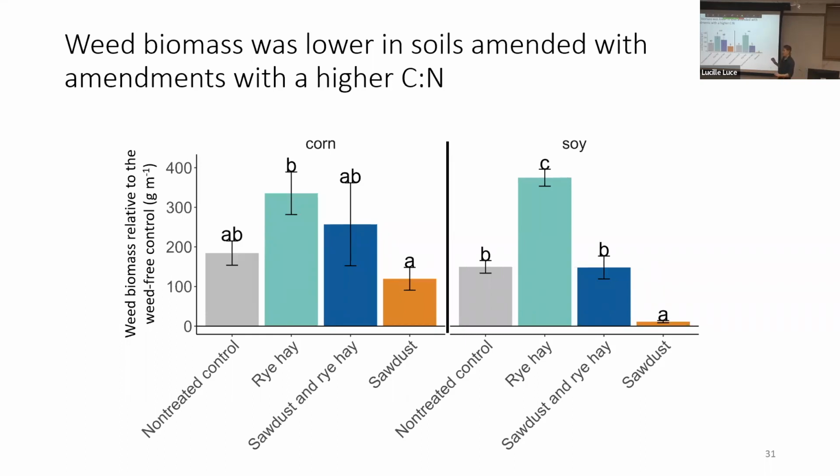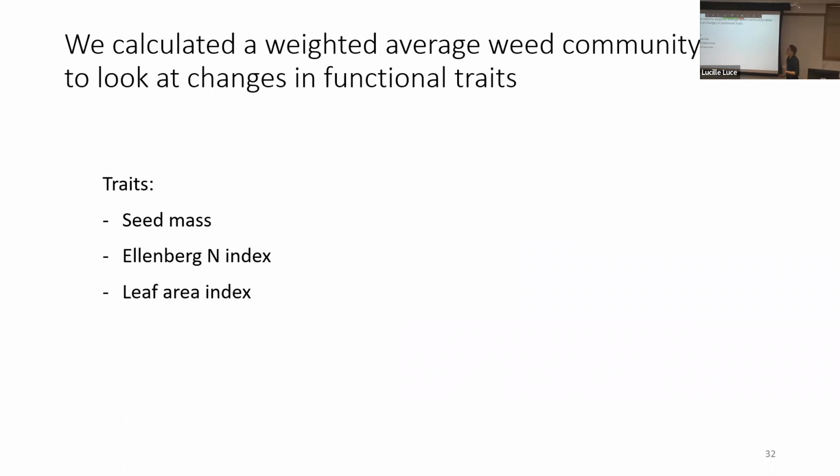And for soybeans, we see the exact same trend. Rye hay having the highest total weed biomass and sawdust having the lowest weed biomass. So we're seeing a reduction in total weed growth, but we were also curious if this was changing the community composition. And so we looked at this a couple different ways. The first way I'm going to show you is we looked up several weed species traits in the literature. We looked up seed mass, the Ellenberg nitrogen index, which is an indicator of how responsive that plant species is to nitrogen in the soil, and then the leaf area index.